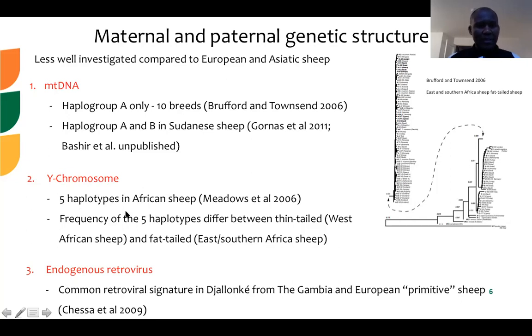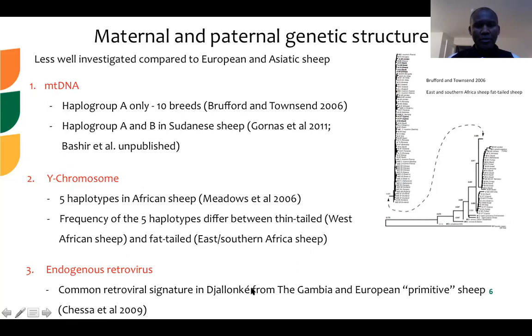The study that was done by Meadows et al., which looked at a global context, also analyzed some African sheep, and they found 5 haplotypes of the Y chromosome in African sheep. The frequencies of these 5 haplotypes were different in thin-tailed and fat-tailed sheep from Eastern and Southern Africa, suggesting most likely differences in the paternal contribution to the ancestry of these 2 types of sheep. On the endogenous retrovirus investigations, the study done by Chessa et al.